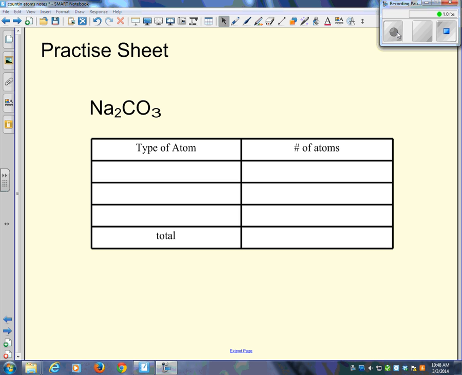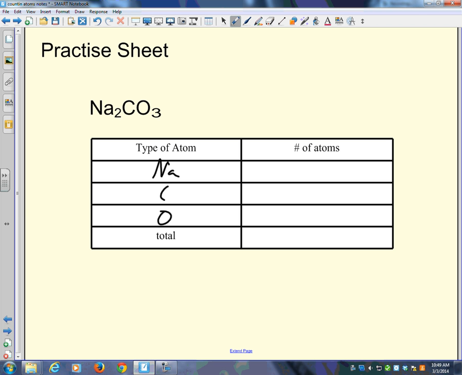Here's what, okay, so under type of atom, you would have an Na, a C, and an O, right? Yeah, 2, 1, 3. 2 Nas, 1 C, 3 O's, for a total of, I guess, 6, right? Easy stuff.